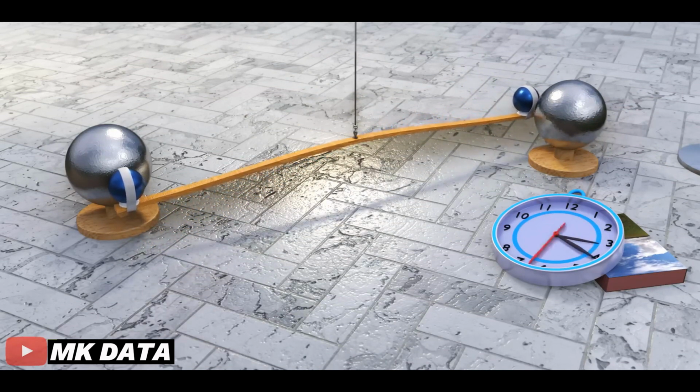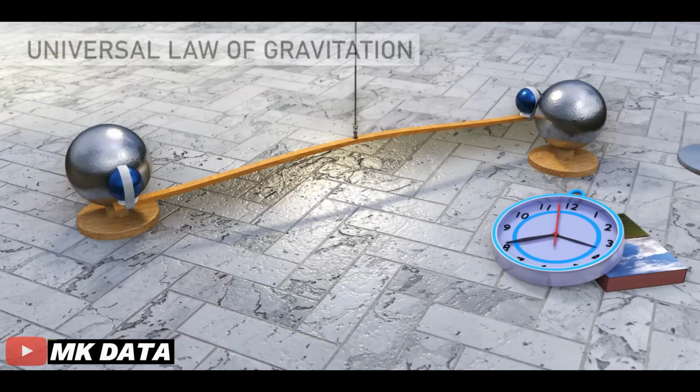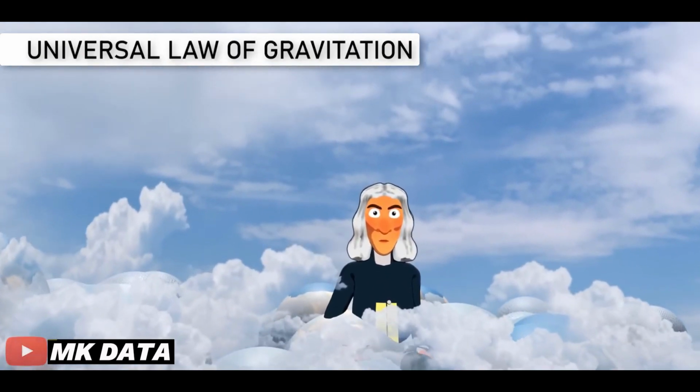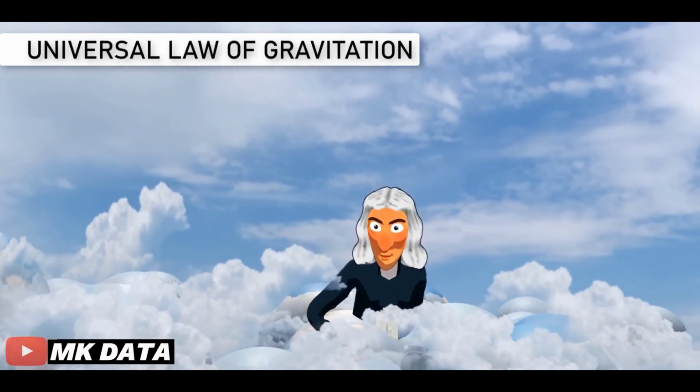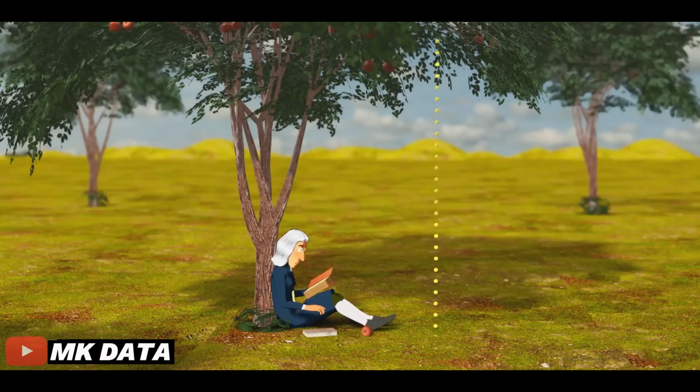This force of attraction happened due to the gravitational force. It looks interesting, right? Let's learn a few more details about the Universal Law of Gravitation and how Sir Isaac Newton discovered this very important law. As we all know the story, an apple fell down from a tree, which started Newton thinking.